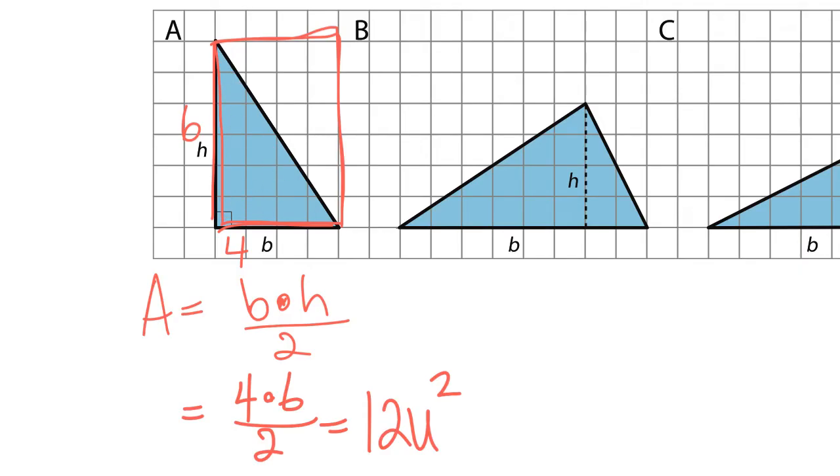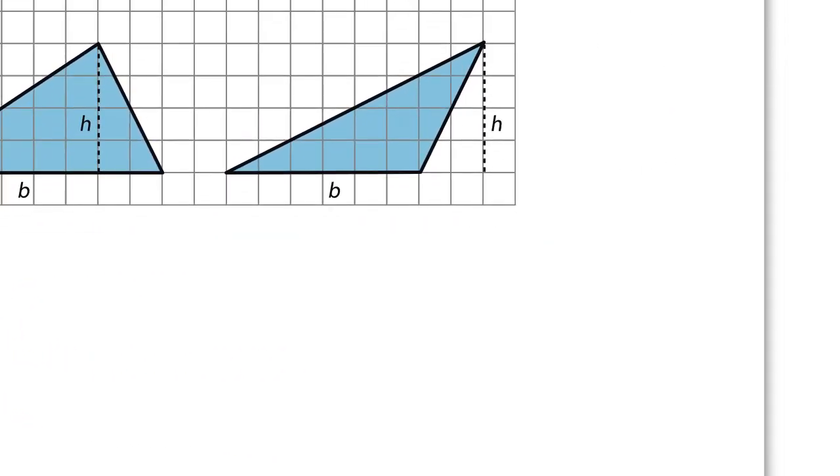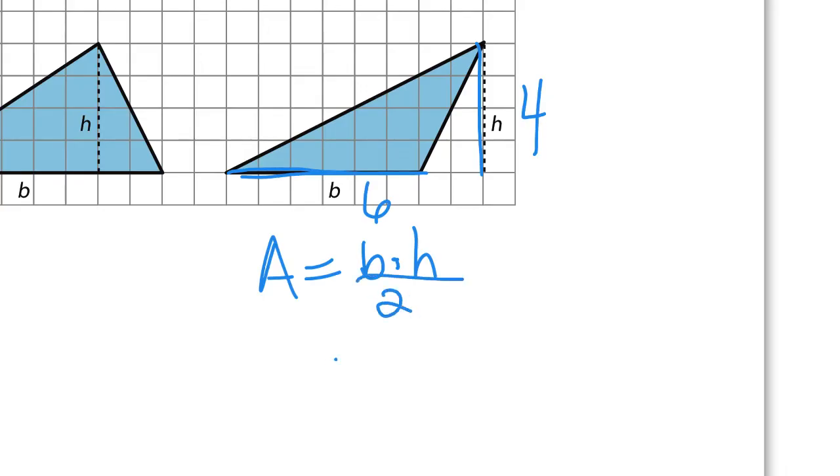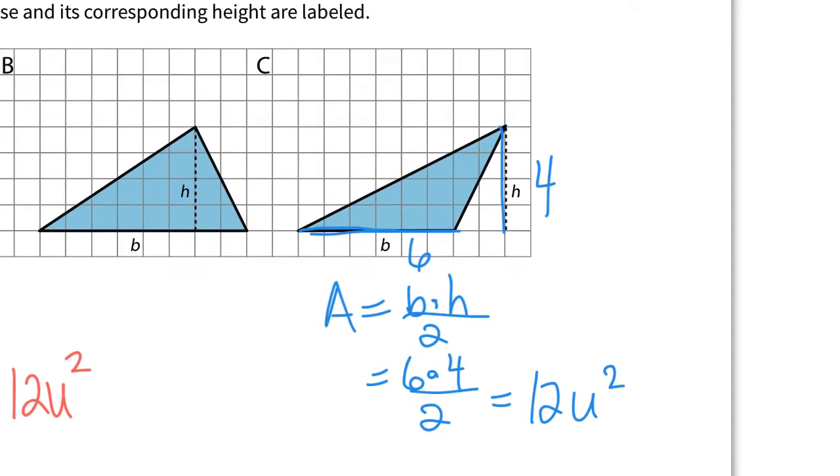All right, just moving over. Let's skip all the way over to problem C because we don't need to do them all. All right, so what's the base? It's 1, 2, 3, 4, 5, 6. Oh, it's 6 again. And then the height, what's the height? 1, 2, 3, 4. 4 again. So the area is base times height divided by 2, which is 6 times 4 divided by 2, which we already did over there on problem A. So there's our answer, 12 square units.